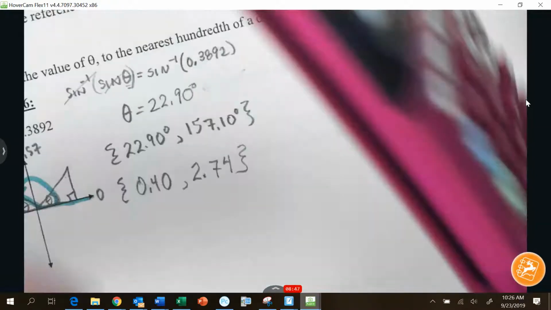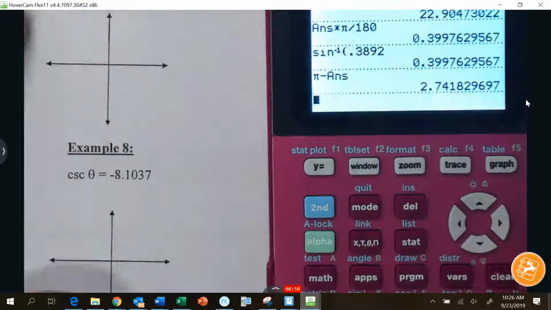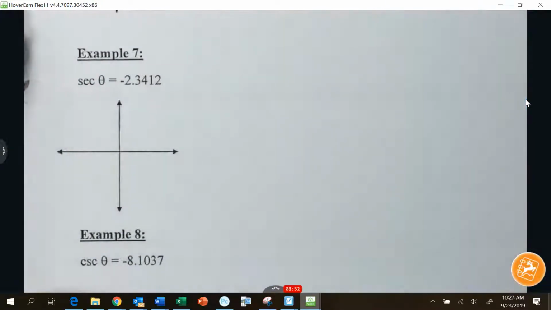All right, so another one, same stuff. There's two more, they're just the exact same stuff. Example 7, we're going to do secant of theta equals negative 2.3412.